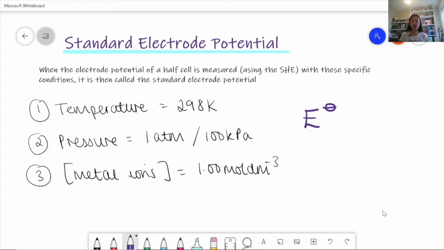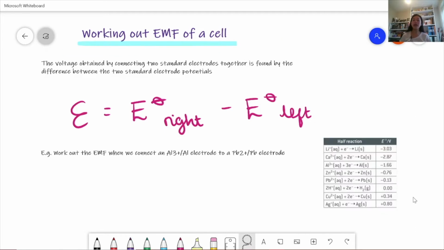Now, electrodes with negative values of this standard electrode potential are better at releasing electrons than hydrogen, so this makes them better reducing agents. And also, one thing to note is that changing the conditions, such as the concentration of the ions or the temperature, will change its electrical potential. And that's why we have these three conditions that we have to have in order to call it a standard electrode potential. Now we're going to look at how to work out the EMF of a cell.